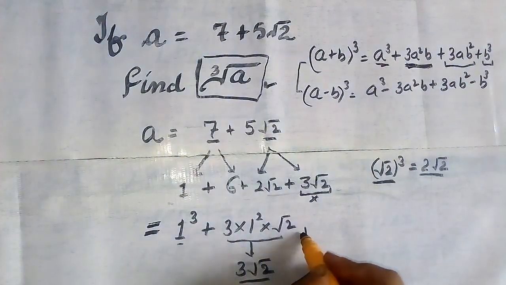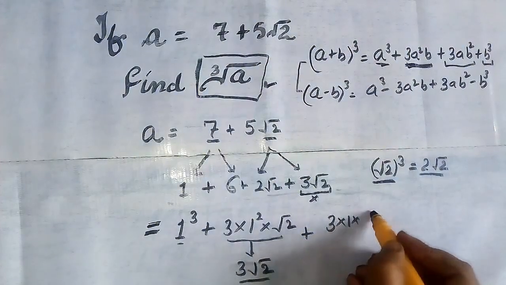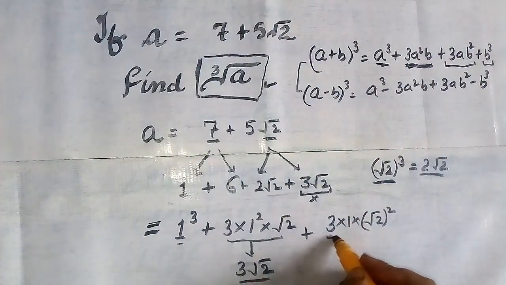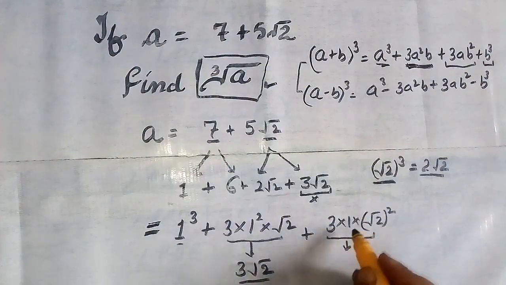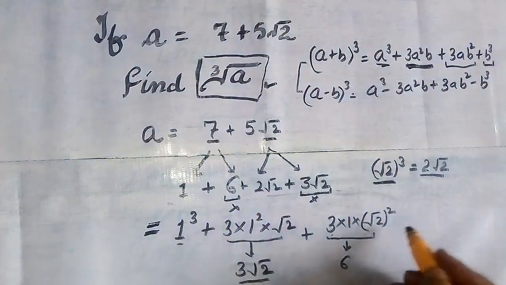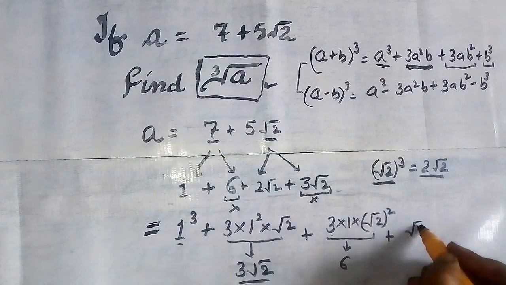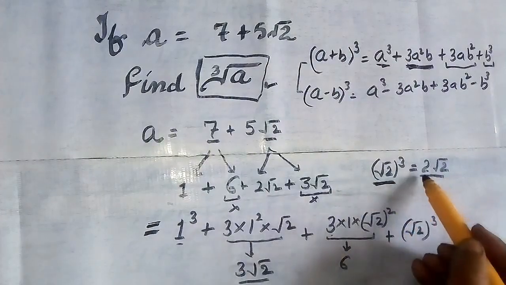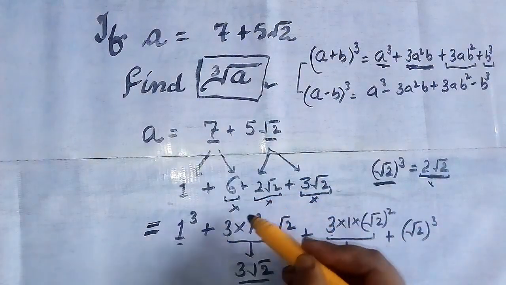Next is 3ab square. So 3 multiplied by 1 multiplied by square root of 2 square. When you simplify it, square root of 2 square is 2, and 3 twos are 6. So 6 is also a term in our previous expression. Then square root of 2 cube, we know already equals 2 square root of 2, which is also a term in our previous expression.